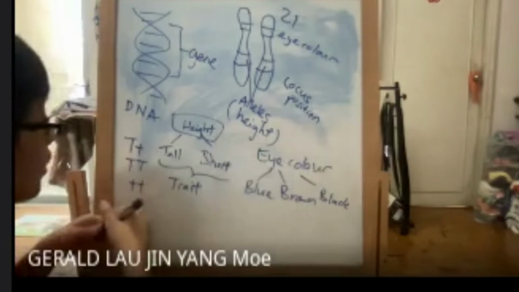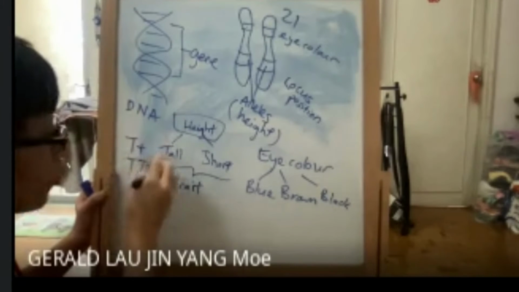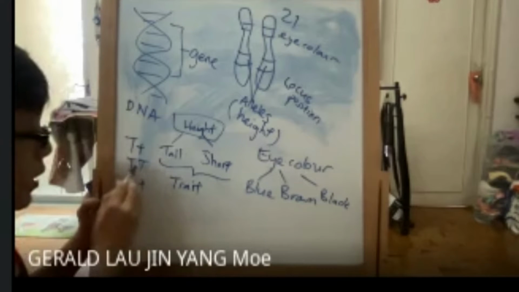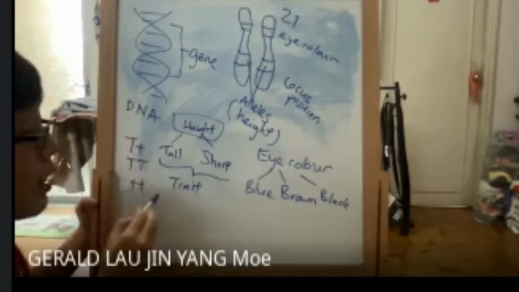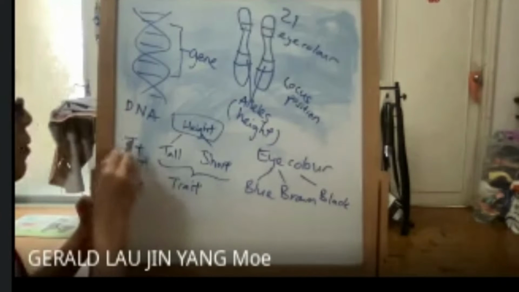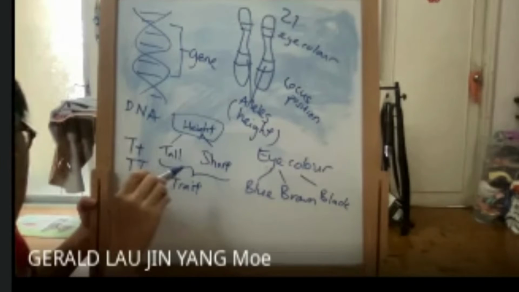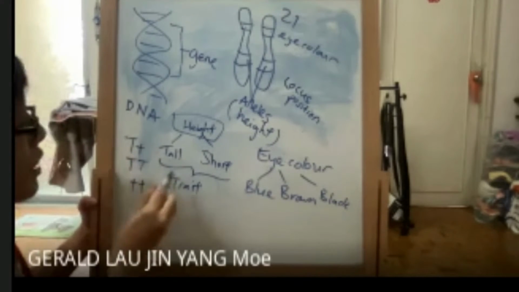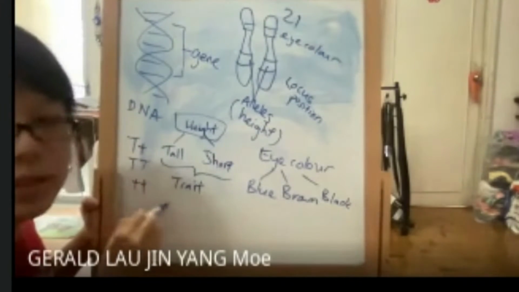So homozygous means both alleles are the same, capital or small. So this is homozygous, this is also homozygous. Capital T, homozygous dominant. Small t, homozygous recessive. Heterozygous, not the same. One capital, one small. This is heterozygous. Understand? It confirms has one capital, one small. But for homozygous, you have to look whether it is homozygous dominant or homozygous recessive.